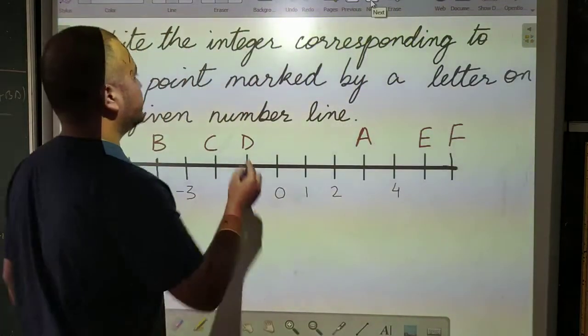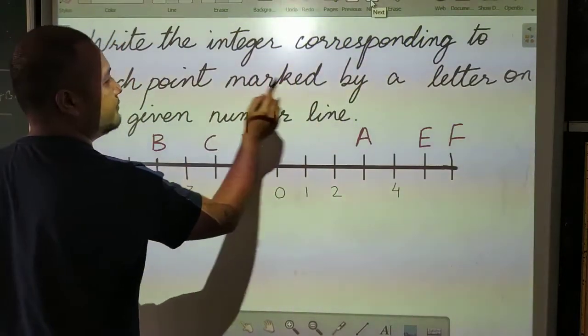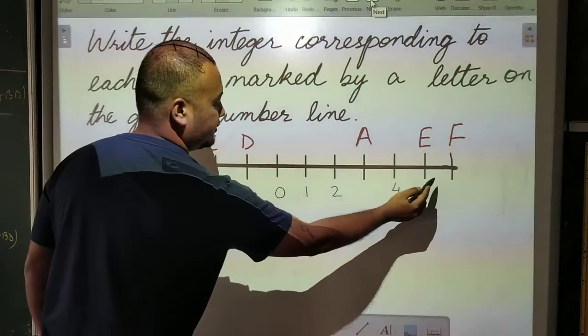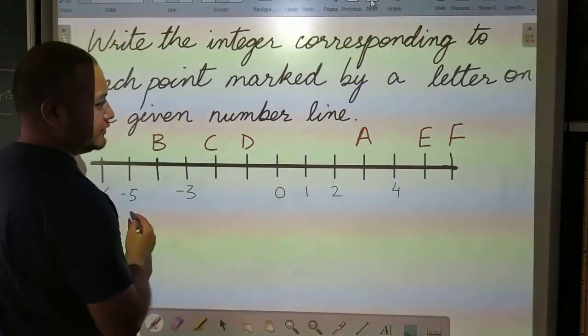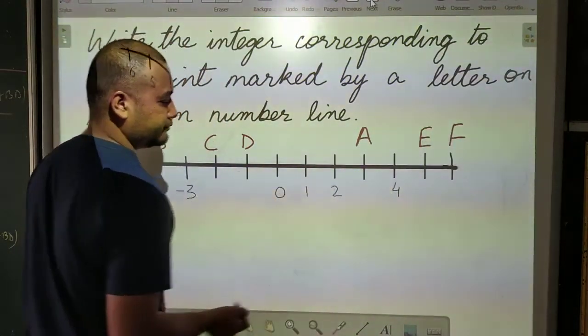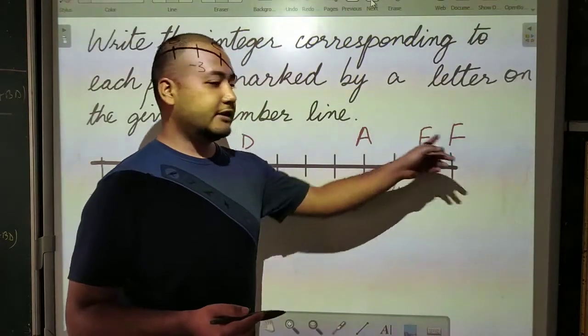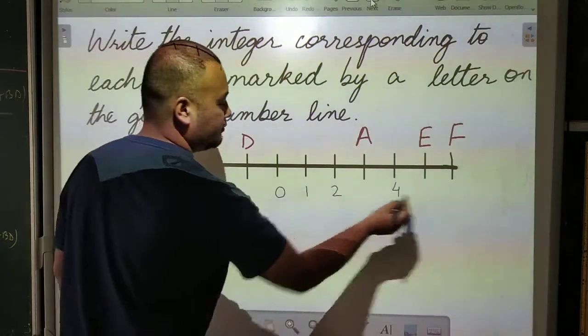So look at this question here. Write the integer corresponding to each point marked by a letter on the given number line. So a number line has been given, okay, and as you can see it is missing some numbers. Instead we have letters at the top. So we have to find what are the values of those letters. So it's very easy. You just complete the number line.